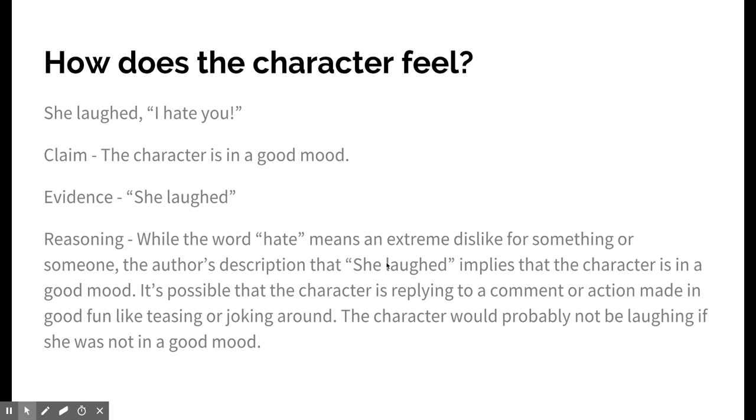And you guys have done that before. You've had someone who said something to you and you're like, oh my gosh, I hate you so much. But it's always in good fun, or you're laughing at it. And it's, well, not always. Sometimes it's not. But in this case, I am inferring from what she's saying that she is in a good mood. And we'll get into infer versus imply someday as well. But that's what CER is, okay?